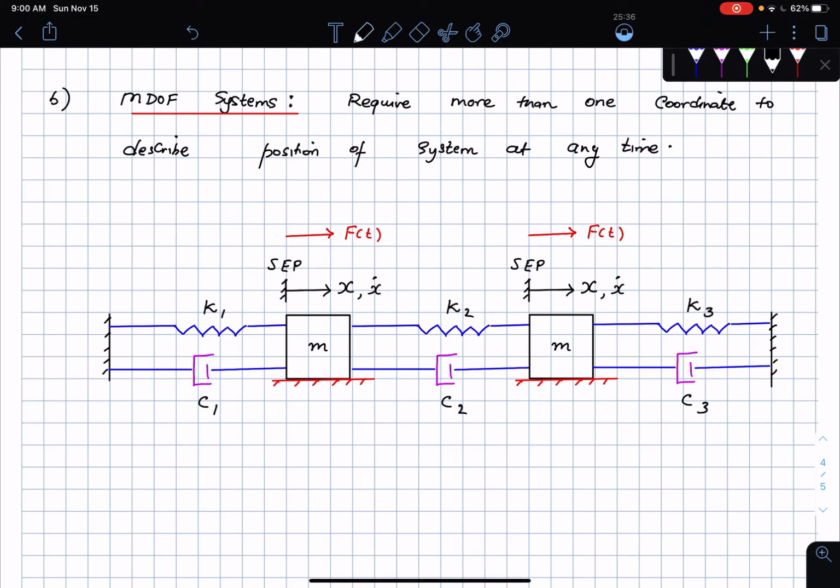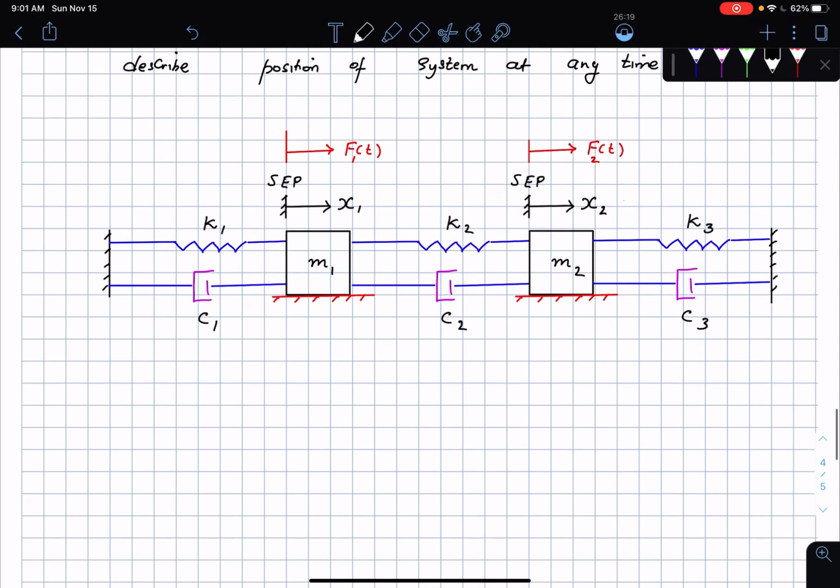Then I'm going to have a force that is applied starting from the SEP. So now I'm going to have two coordinates describing the position of these. So I can call them x1 and x2, and correspondingly their velocities will be x1 dot, x2 dot, and so on and so forth. So this is going to be x1 and then this is going to be x2. And if I look at it this way, then the force applied, of course, starting from the SEP, there's a force F1 of t, and then on the other mass there's a force F2 of t starting from the SEP, of course. So this is F2 of t, then this is going to be mass M1, this is going to be mass M2.